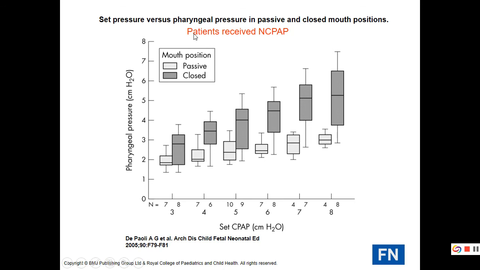So here's why. This is a baby getting nasal CPAP. Gray bars are mouth closed. Lighter bars are mouth open. There's a massive difference in the distending pressure. Okay, so it's actually been studied and proven that the chin straps work.